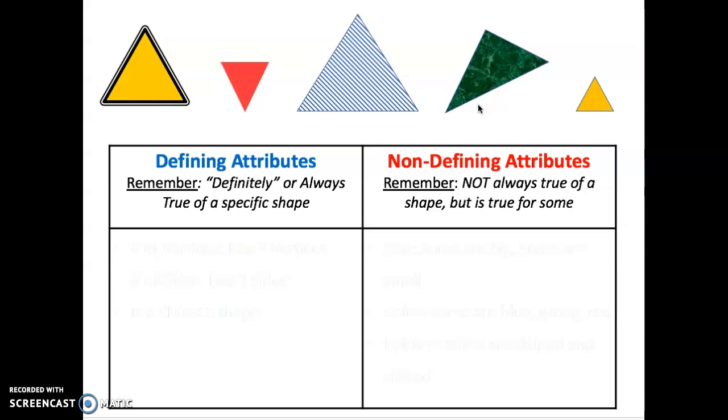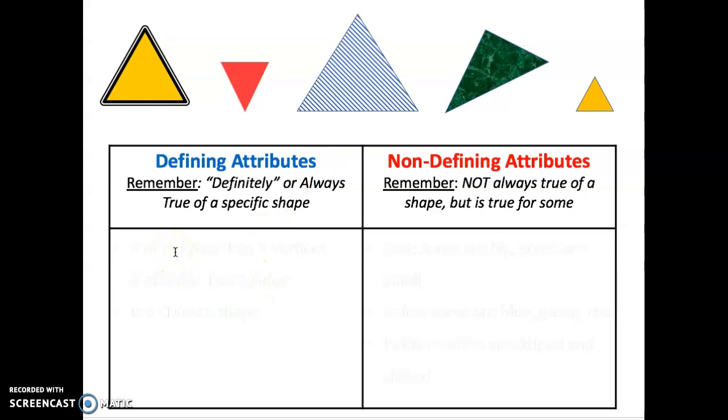Those things that are always the same are our defining attributes. One way I like to remember defining attributes is by saying the word definitely. It's definitely true of the shape, or it's always true of the shape. So when I think of defining attributes, I think of these 3 things.